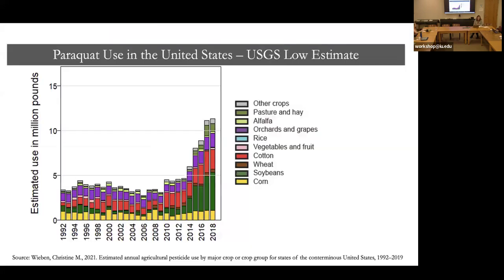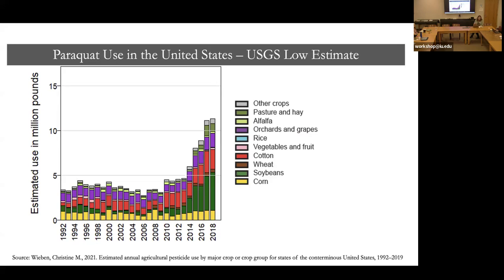The US is one of the major global market destinations for paraquat. The USGS ePest database, which thanks to the Biden administration, not even Trump, the Biden administration, we're no longer collecting data for. Their most recent estimate was 2018. They showed a near doubling of pesticide use in the most recent 10 years of data.